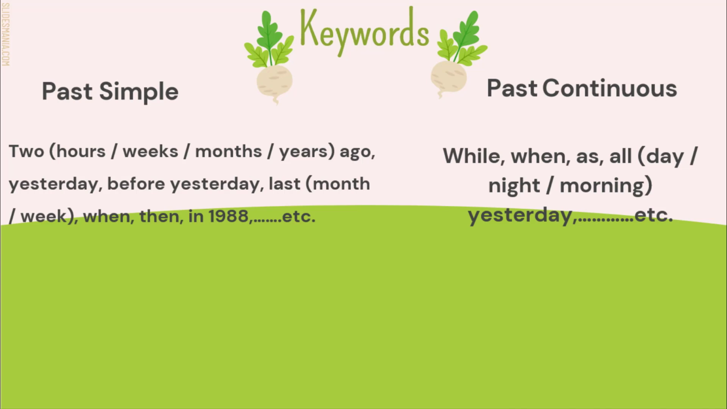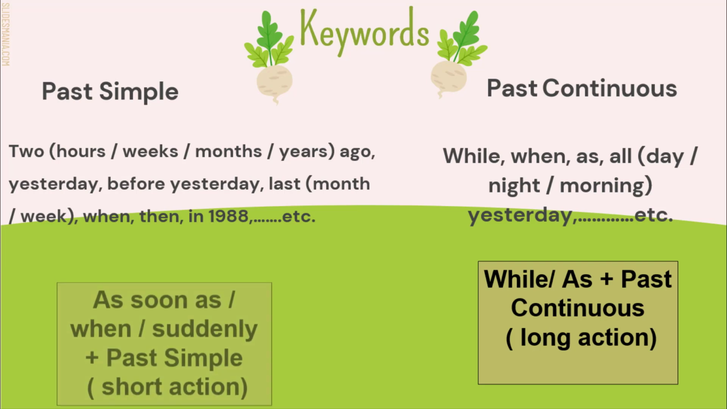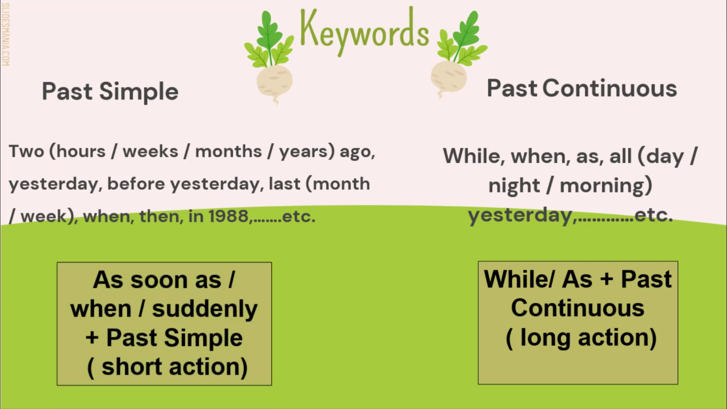Pay attention that while and as must be followed by past continuous if we're talking about a long action. As for as soon as, when, or suddenly, they must be followed by past simple if we're describing short actions.